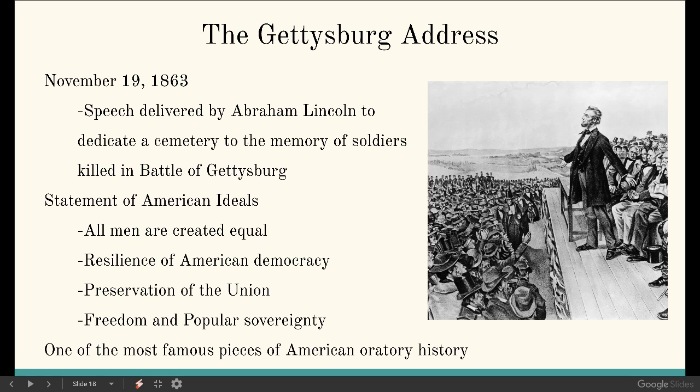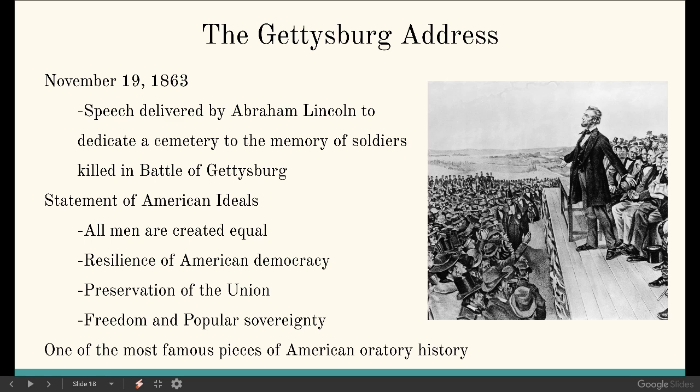And so Lincoln states that all men are created equal, which is going to be really profound as we are talking about ending slavery. He talks about the resilience of American democracy and the resilience of the Union and the need to preserve the Union, which is what a lot of this war is about. And he also talks about freedom and popular sovereignty.